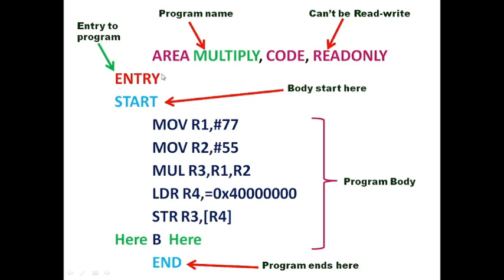And observe some of the key points in this program. Every instruction should start with a tab. Our ARM assembler treats any text which starts with the tab as an instruction, and any text which starts in the first column without a tab will be treated as the label. Now let us execute this program in our Keil ARM IDE.